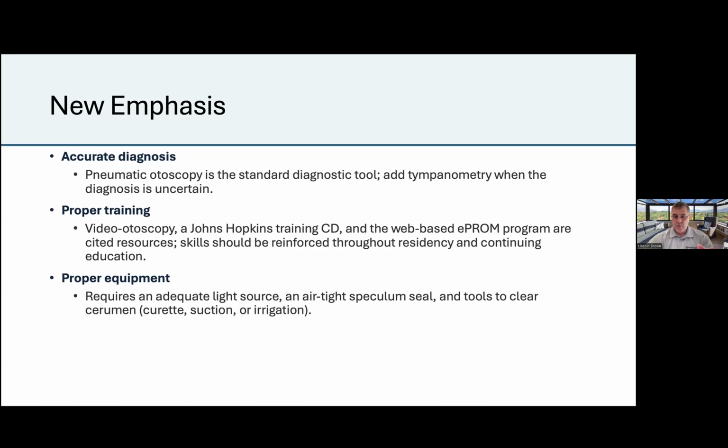They also were very clear about what is required in terms of equipment: light sources, airtight seals on the speculums, tools to remove cerumen. This is also a point where I can see a lot of contention, a lot of differences in regional availability. It's nice that there's an online something if you have the internet and can access it. We'll come back to that in a minute.